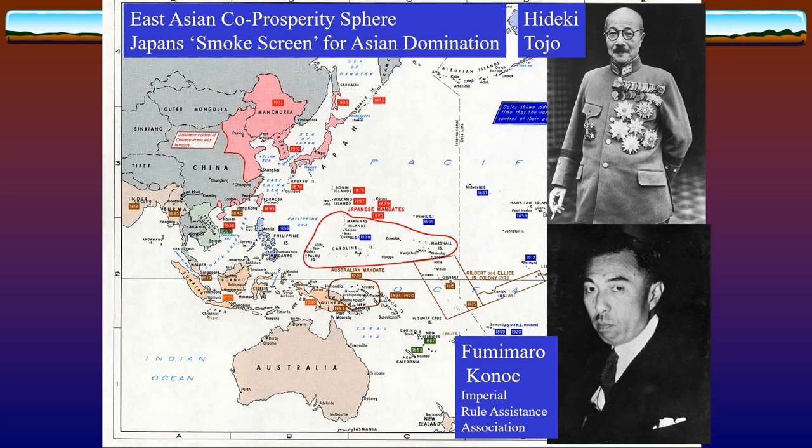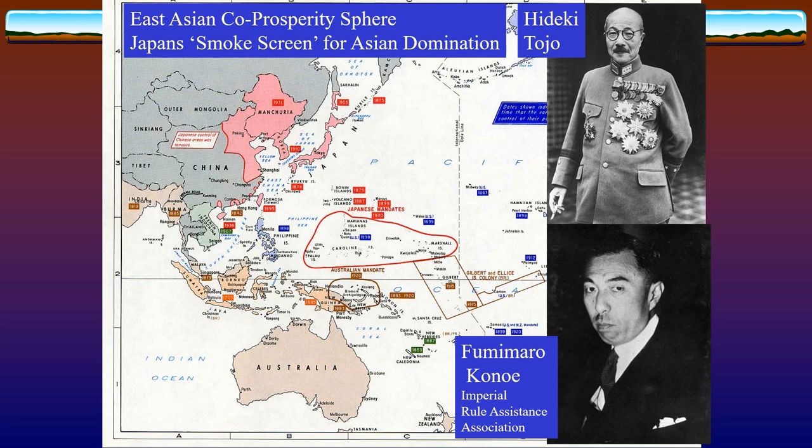Strong note here. The East Asian Co-Prosperity Sphere was a smokescreen. And what I mean by that is that Japan was saying, listen, let's get all the Europeans out of there and stop European colonialism. But what was really going to happen was the Japanese were simply going to replace European colonialism, which was bad, with Japanese colonialism, which was infinitely worse.